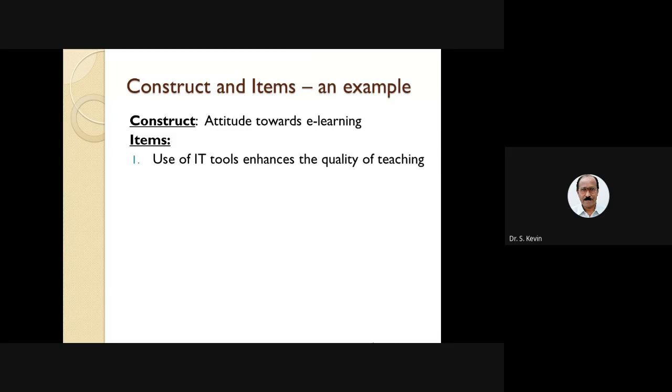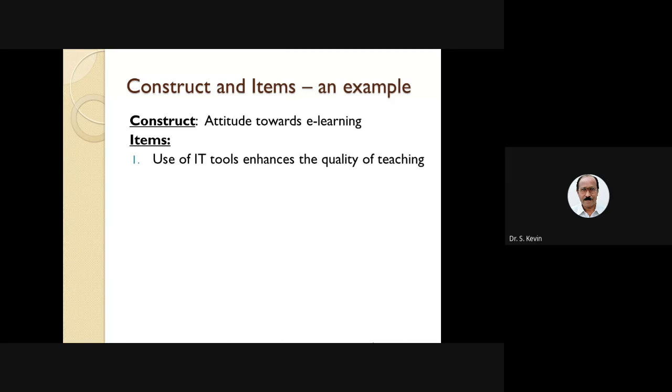So here, use of IT tools enhances the quality of teaching. Through the statement, we are trying to find out the attitude towards e-learning. Supposing, just think of it, a person is agreeing with this: use of IT tools enhances the quality of teaching. That means he has a positive attitude towards e-learning.